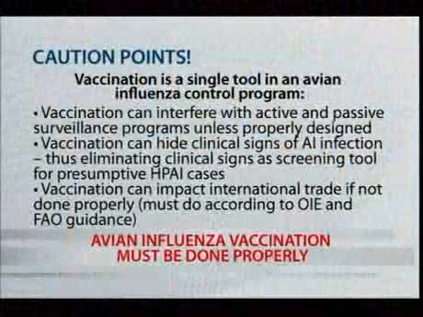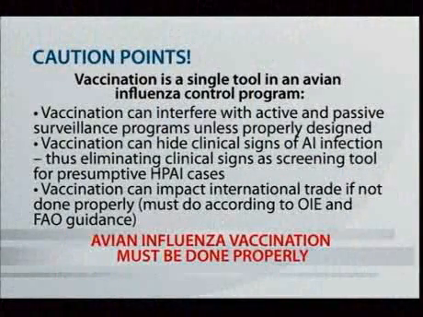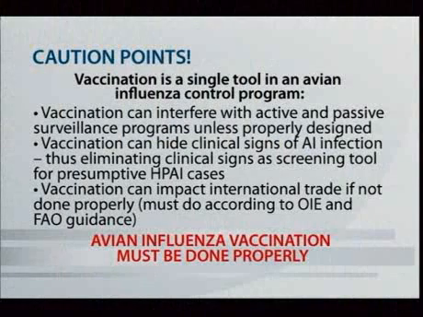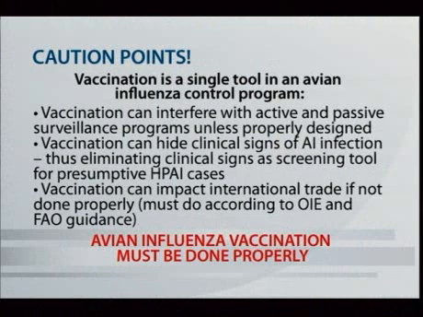But there are some cautionary points we must discuss and understand. Vaccination is only that single tool in an avian influenza control program for very specific reasons. One is that the vaccination process itself, the usage of a vaccine, can interfere with both the active and passive surveillance programs unless that vaccination and surveillance program are co-developed and properly designed and implemented.